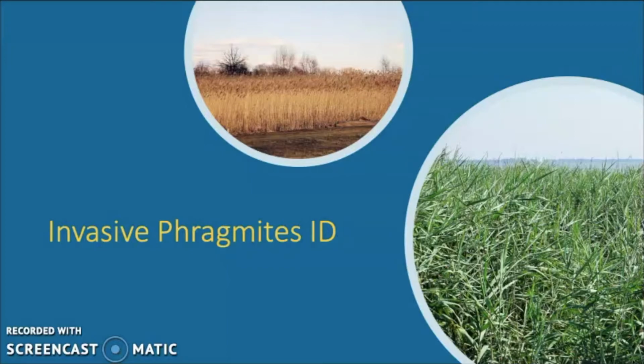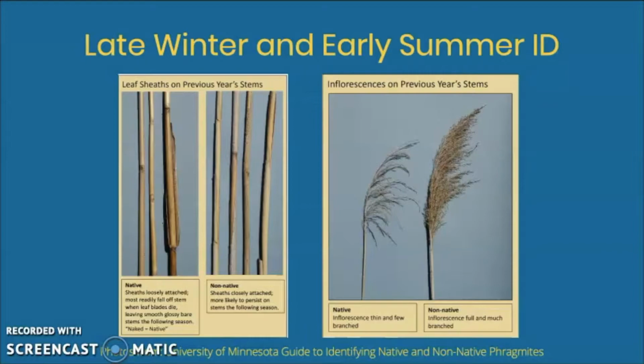Unfortunately for us, it can very easily be confused with its close relative, which is the native form of Phragmites. We have both native and non-native Phragmites here in Ontario and in the land between. But fortunately, there are a few ways to tell them apart. So I've divided the Phragmites ID section into how to identify it in the winter and early summer versus how to identify it in the summer and fall, because there's different things to look at depending on the time of year. So in the late winter and early summer, you can look at the leaf sheath, which is the bottom part of the leaf that kind of wraps around the stem.